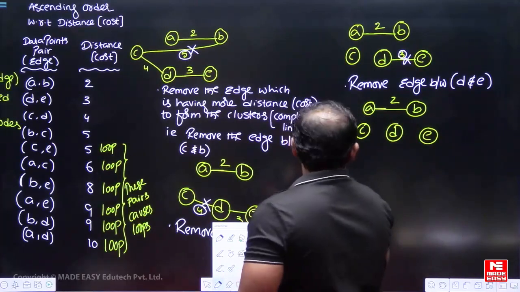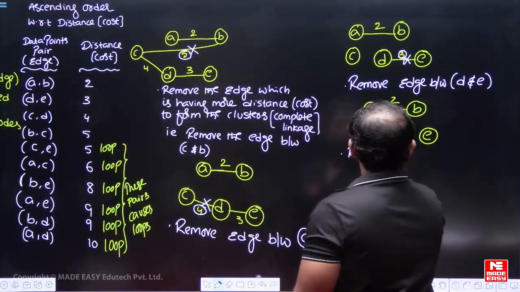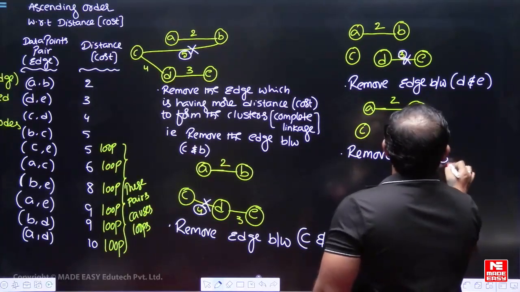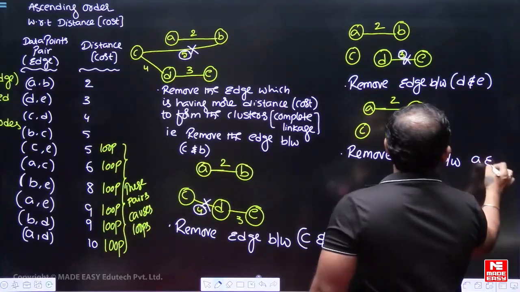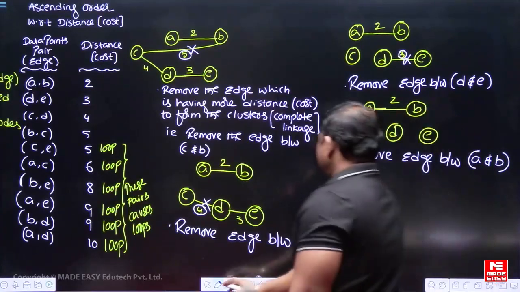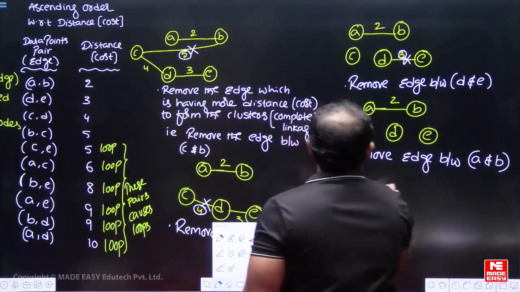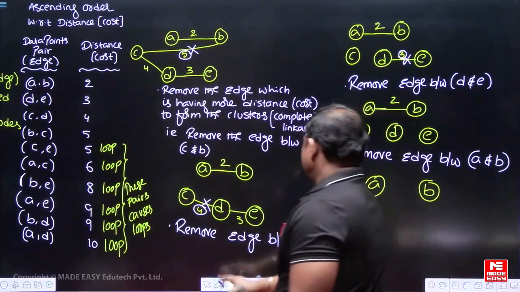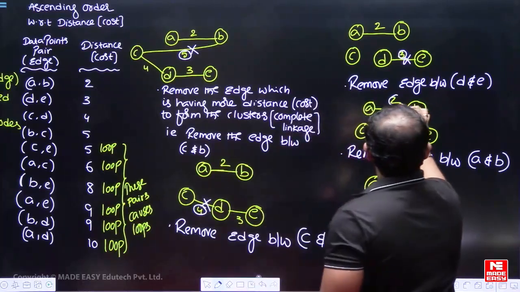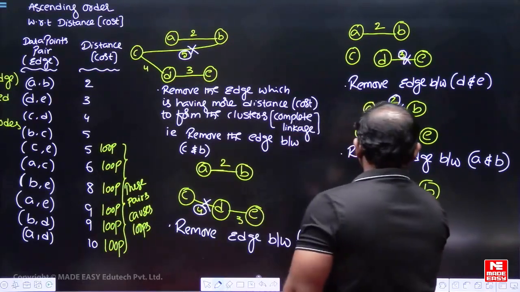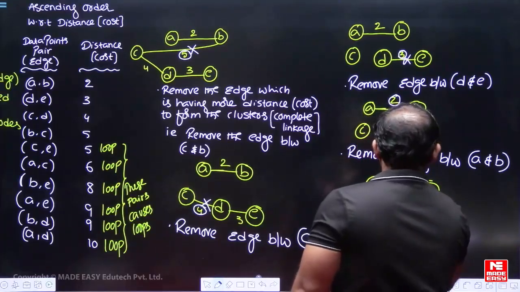And after that, remove the edge between A and B. Remove the edge between A and B. So now here what do you have? A, B, right? Because this is the edge. So A, B, C, D, E.